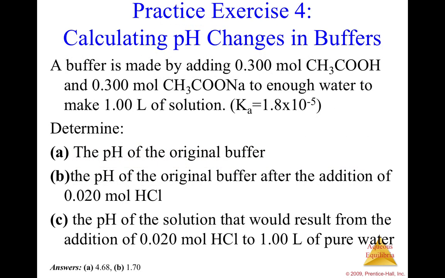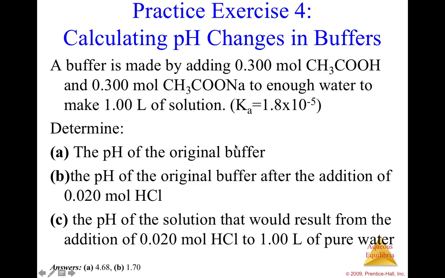Okay, so now we're going to look at practice exercise 4. It's 3 parts. Calculating the pH changes in buffers. A buffer is made by adding 0.3 moles of acetic acid and 0.3 moles of sodium acetate, sodium is written last, to enough water to make a liter of solution. And you're given the Ka of acetic acid. So remember, molarity is moles divided by liters. So for 1 liter, moles and molarity are the same.